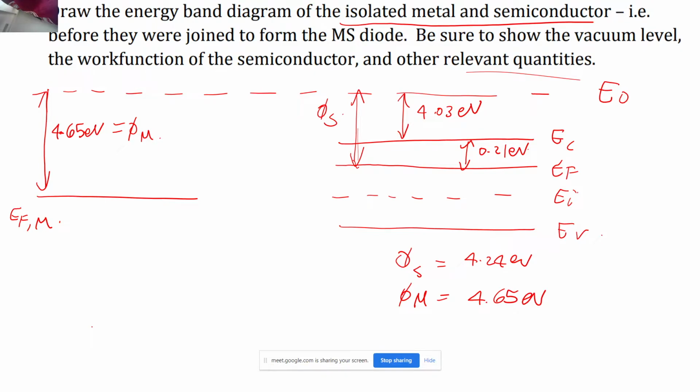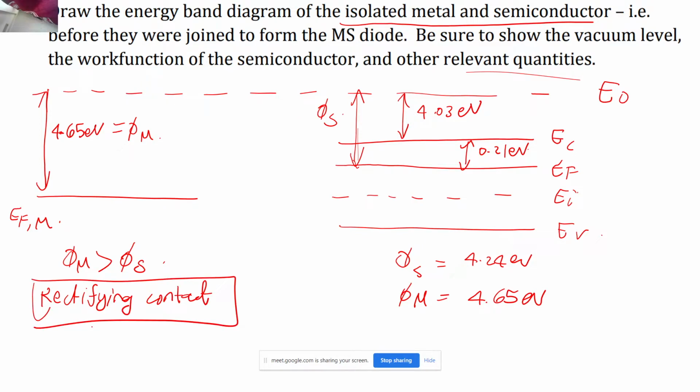Phi m is greater than phi s. Yeah, correct. So phi m is greater than phi s, right? So what is this contact? This is not the ohmic contact, right? This is a rectifying contact. So this was the last sub question of this question.